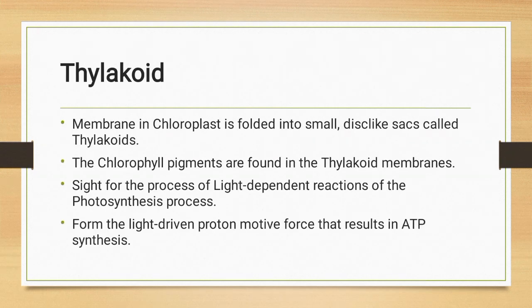The next is thylakoid. Thylakoid are the third membrane in chloroplast, which is folded into small disc-like sacs. The chlorophyll pigments are found in the thylakoid membrane. Thylakoid is the site for the process of light-dependent reaction of the photosynthesis process. The major function of thylakoid is to form the light-driven proton motive force, which results in the ATP synthesis.